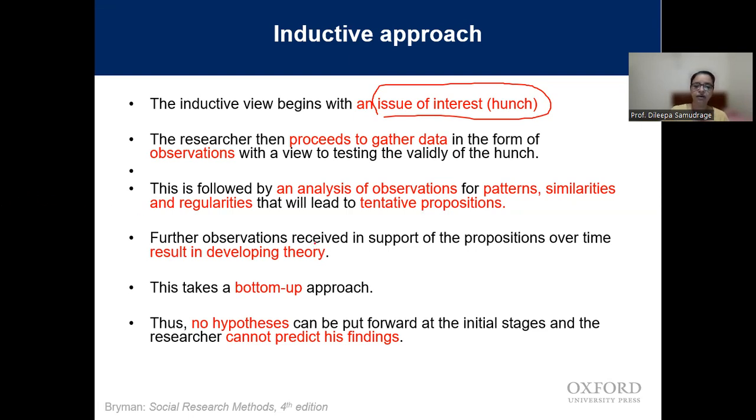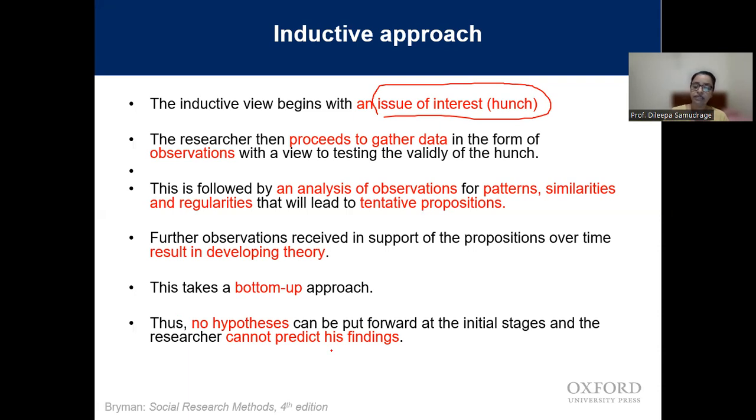Then further observation received in support of propositions over time results in developing theory, right? So this takes a bottom-up approach. Thus, no hypothesis can be put forward at the initial stages, and the researcher cannot predict his finding, right? So another important thing is, at the first stage, you cannot predict your findings, right? You cannot predict your finding.